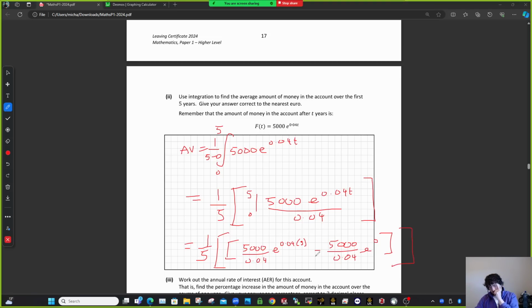So again, that's full marks. All the numbers are there. And then you just type that into your calculator and you get an average value of, I got, 5,535.07 euros. You can round that off then. Okay, that's fine.